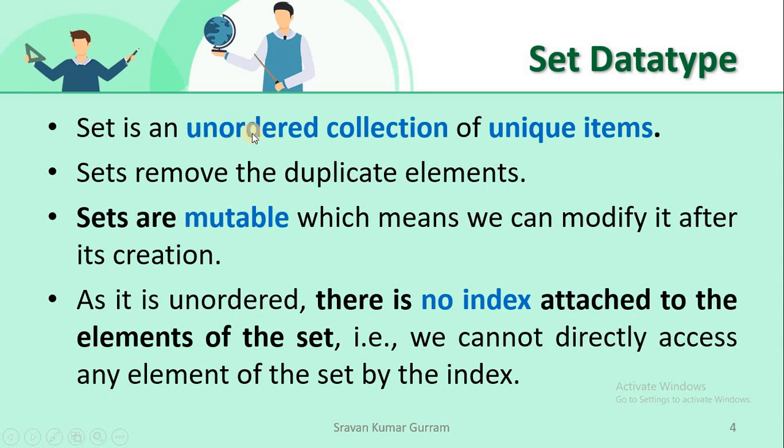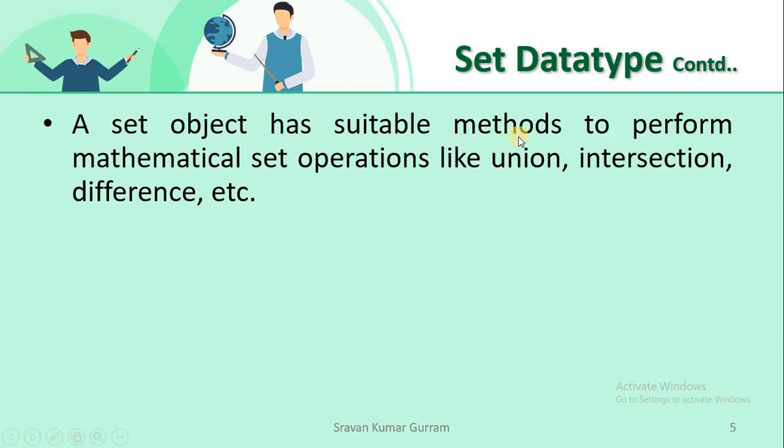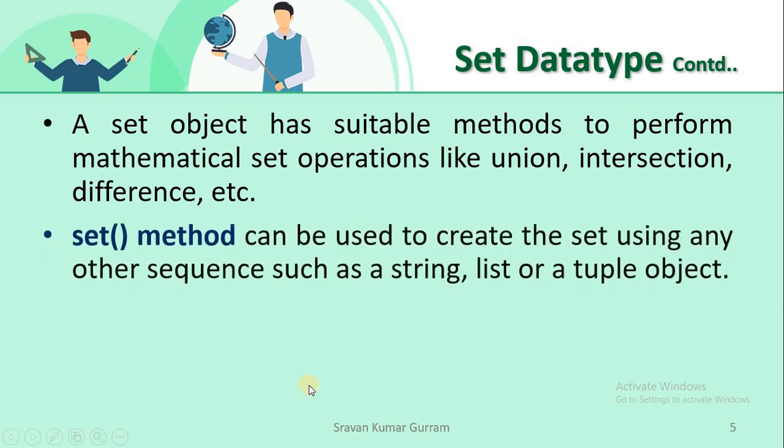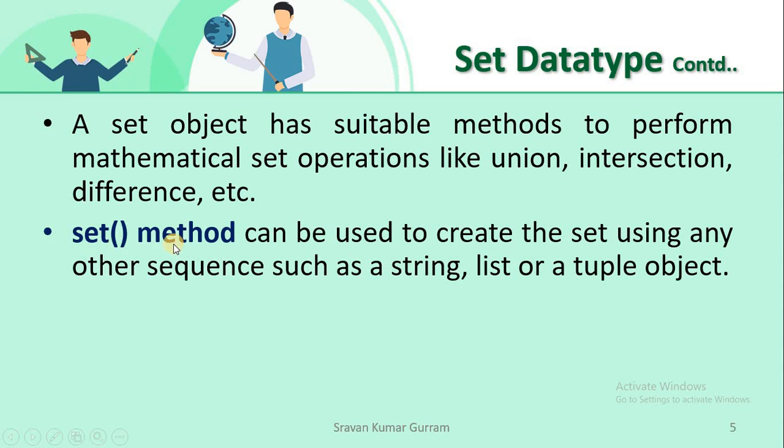In the definition we have seen that set is unordered, so it doesn't maintain any order. So we can't use the index mechanism to access the individual elements. A set object has suitable methods to perform mathematical set operations like union, intersection and difference. All these mathematical operations we can implement on a Python set also. And we use the set method to create an empty set, and if you want to create a set from any sequence such as string, list or tuple, we can create it with the help of this set method.